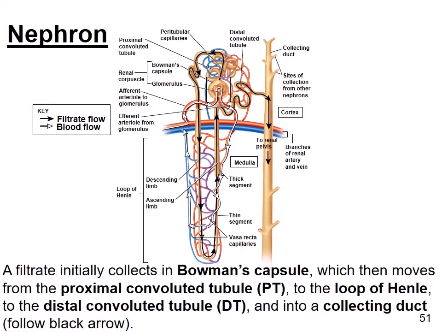Proximal and distal are anatomical terms. Proximal means near the point of origin, distal means away from the point of origin. So the proximal tubule is close to the renal corpuscle. So it's the proximal tubule first, and then down one side of the loop of Henle, up the other side of the loop of Henle, or nephron loop, and then to the distal convoluted tubule, and then connecting to the collecting duct.